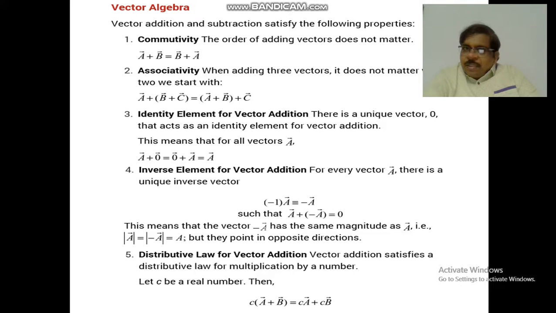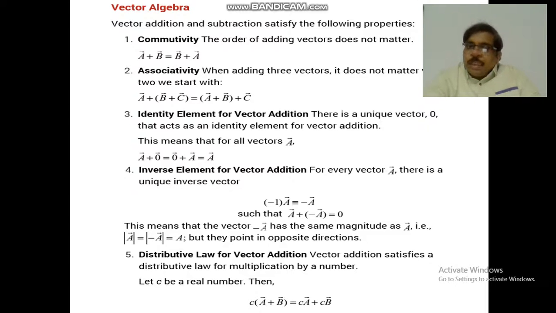Inverse element for vector addition. Minus a bar is equal to minus 1 times a bar. That means a bar plus minus a bar is nothing but the 0, the unique inverse vector for every vector a bar. This means that the vector minus a bar has the same magnitude as a bar, but in the opposite direction. That's why the magnitude of a bar is equal to mod of minus a bar, which is equal to a.